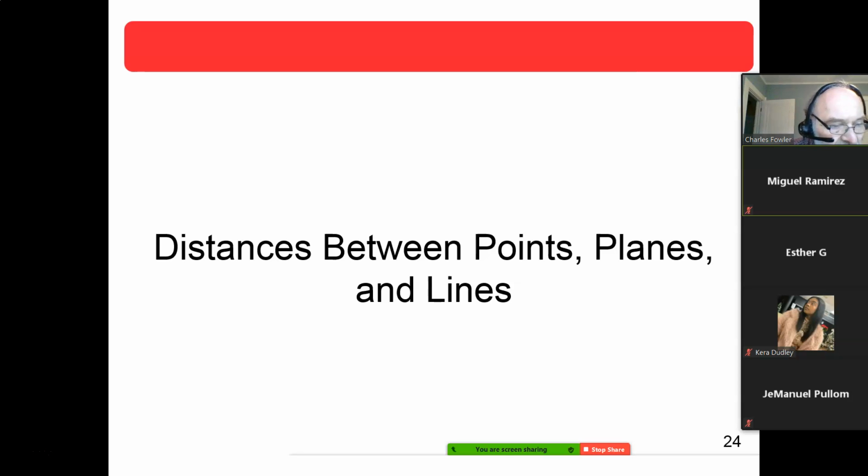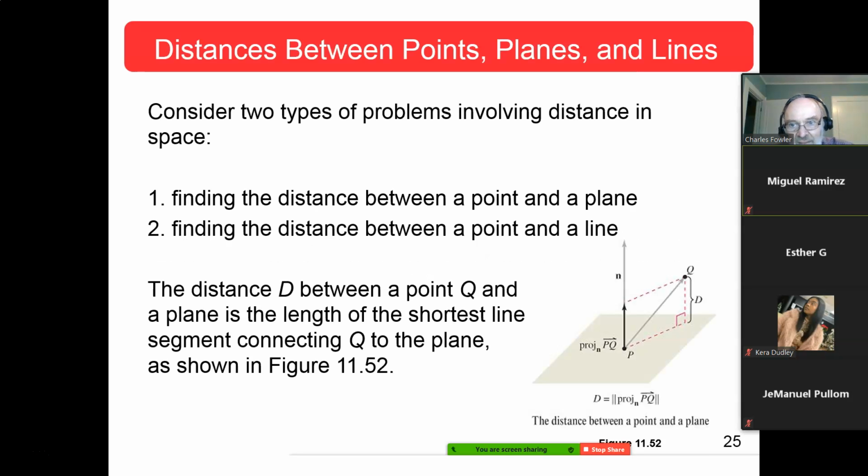All right, we're on page 792. Let's talk about the distances between points, between planes, and between lines. Now, consider two types of problems that involve distance in space: finding the distance between a point and a plane, and finding the distance between a point and a line.